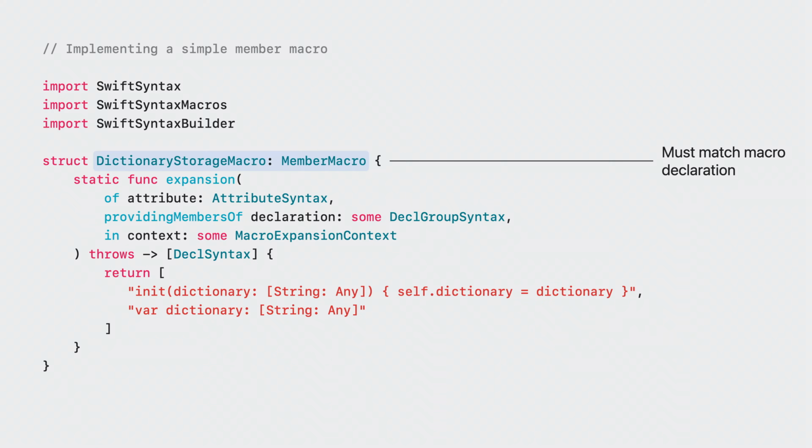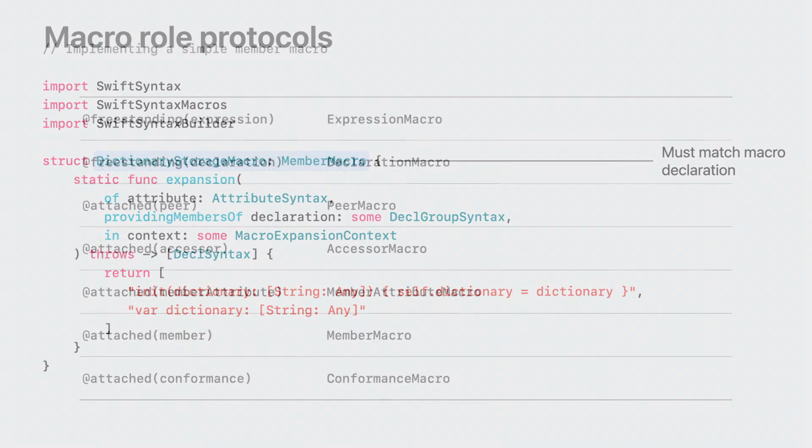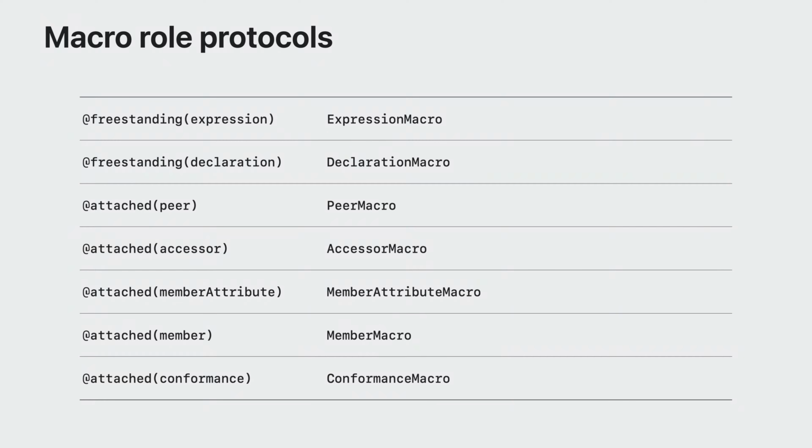Now that we've imported these libraries, we'll start actually writing the dictionary storage macro type that our plugin is supposed to provide. Notice that it conforms to a protocol called member macro. Each role has a corresponding protocol, and the implementation has to conform to the protocol for each role the macro provides. The dictionary storage macro has 4 of these roles, so the dictionary storage macro type will need to conform to the 4 corresponding protocols. But to keep things simple, we're just worrying about the member macro conformance for now.